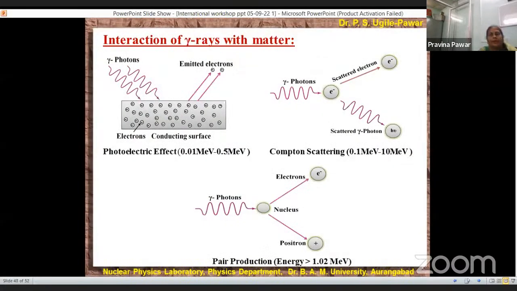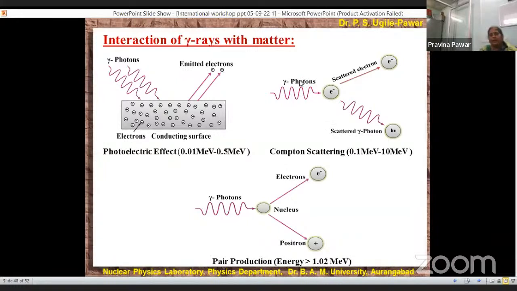So in the case of the photoelectric effect, what happens? The photons fall on electrons. This is a conducting surface and electrons are emitted. Then the Compton scattering here.